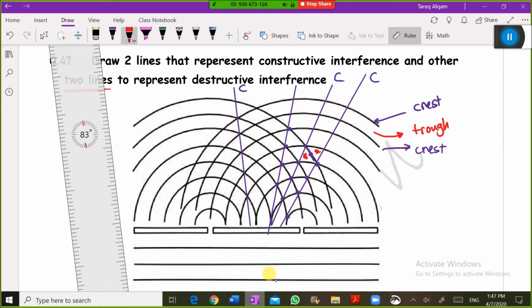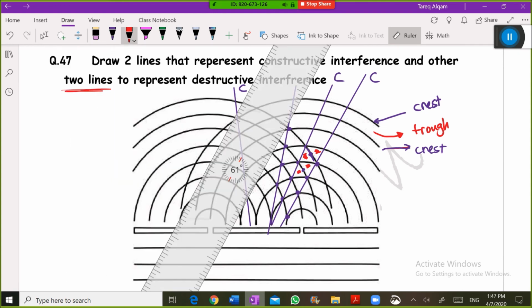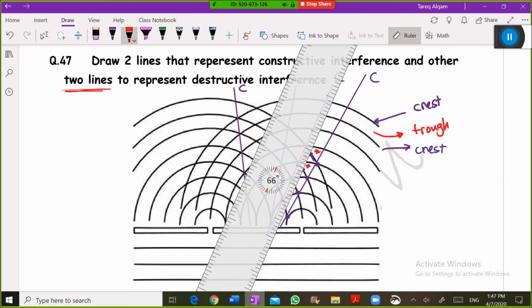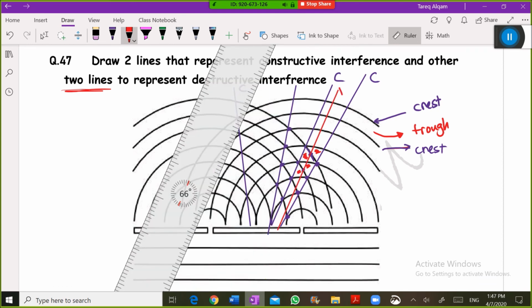Here again, guys. This line, crest, with a space between, trough. So in this region, guys, I can draw here a red line between the two constructive interference. In this line, guys, we have a destructive interference.